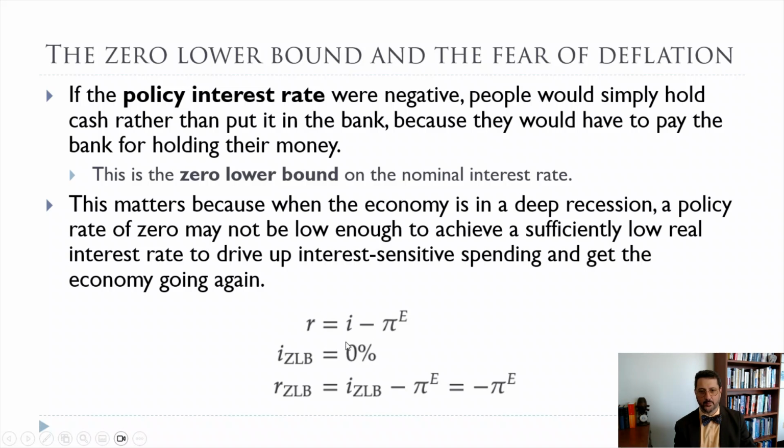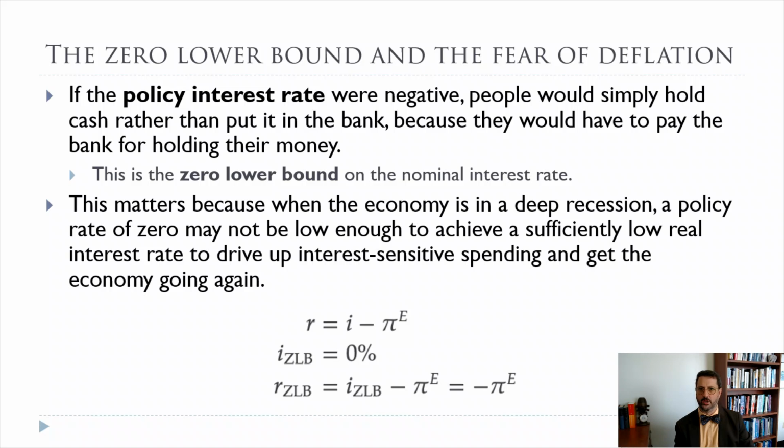And if we care about the real interest rate, right, here's our Fisher equation. If we hit up against that zero lower bound so that the nominal interest rate is zero, then the real interest rate is going to be zero minus expected inflation. And so the lowest that the real interest rate can go is minus expected inflation. So it can be negative, right? If expected inflation, say, is 2%, then it could be negative 2%. But it can only be negative down to inflationary expectations. And so you might want a lower real interest rate than you can actually get.